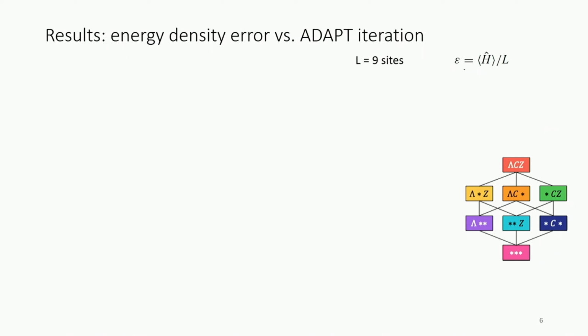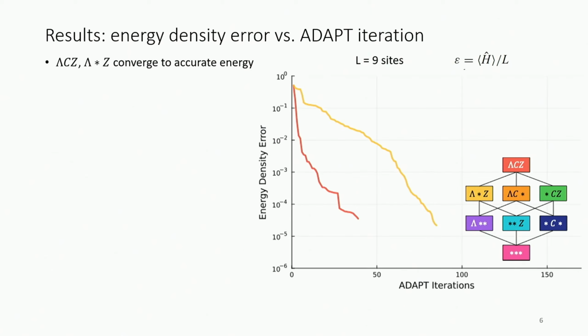So let's look at the results. So the first way in which I quantify the effect of relaxing these symmetries is by looking at the final energy accuracy that's obtained by the algorithm. So I'm going to be looking at the energy density error as we run the algorithm. So first of all, we notice that the parent pool, which is red, and the yellow pool, which relaxes the charge conservation, both are able to achieve accurate energies.